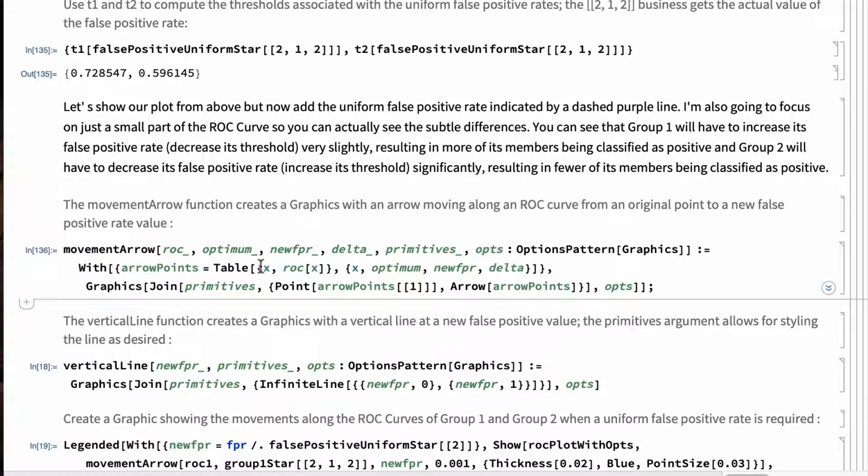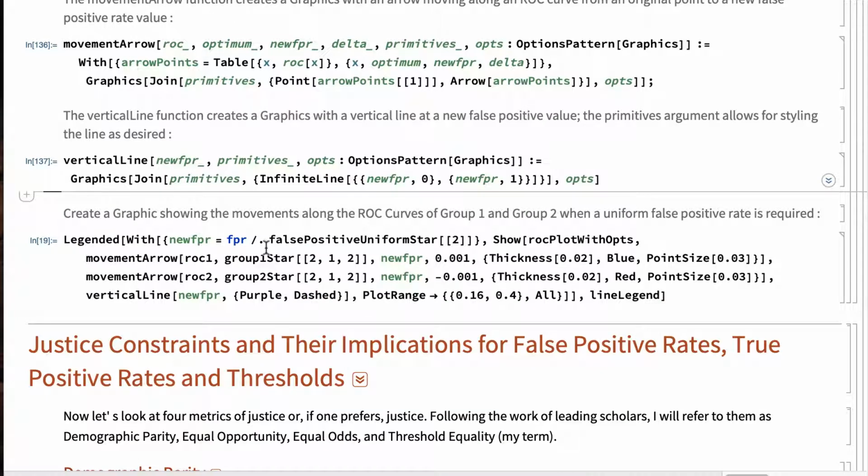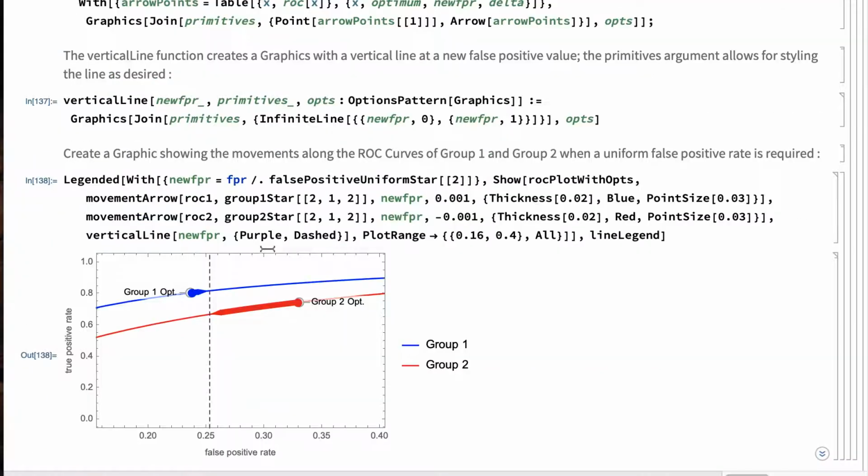Here's a little bit of visualization code, making arrows, making lines, and let's construct a graphic. And you can see here that the imposition of a false positive rate tells group 2 to move down its ROC curve somewhat substantially, and it tells group 1 to move up its ROC curve just a little bit, and that way they're both operating on the purple dashed line where their false positive rate is the same.